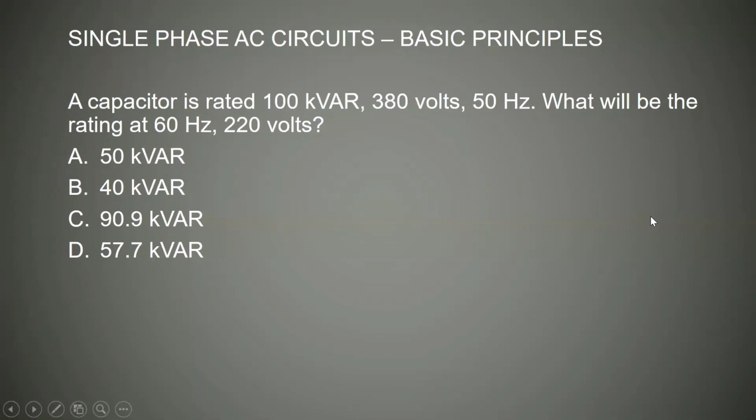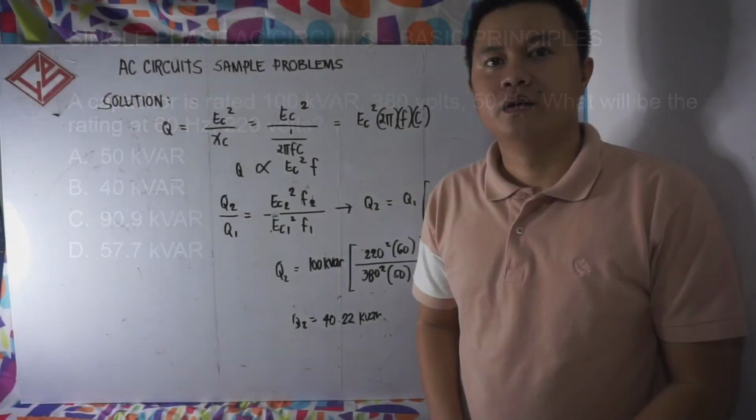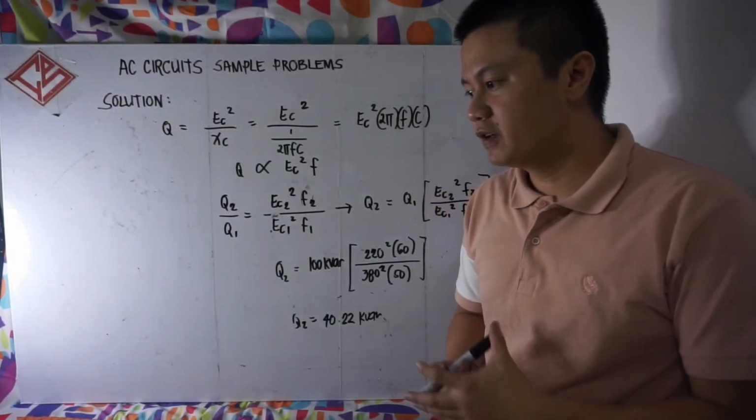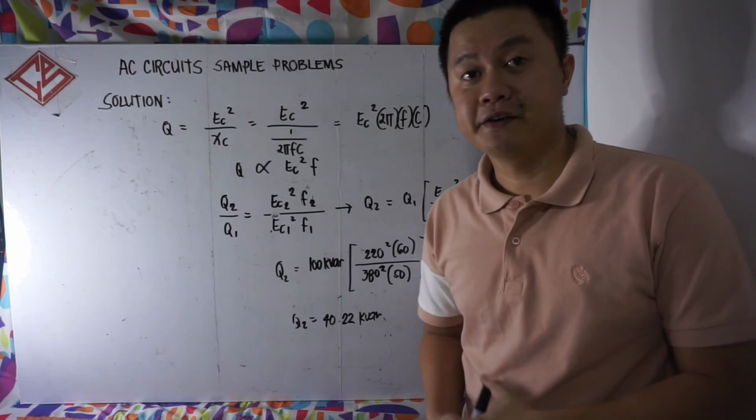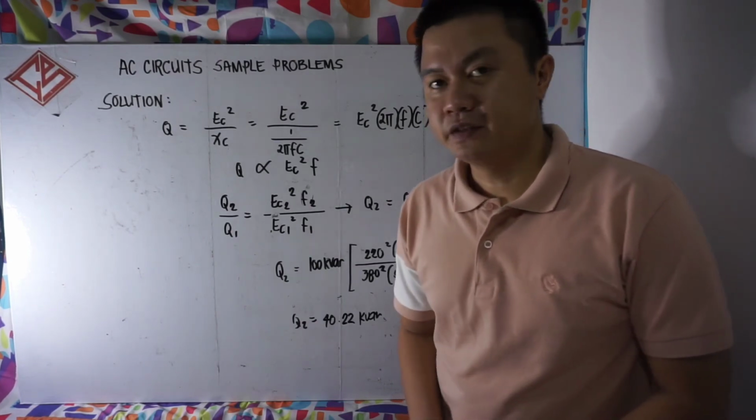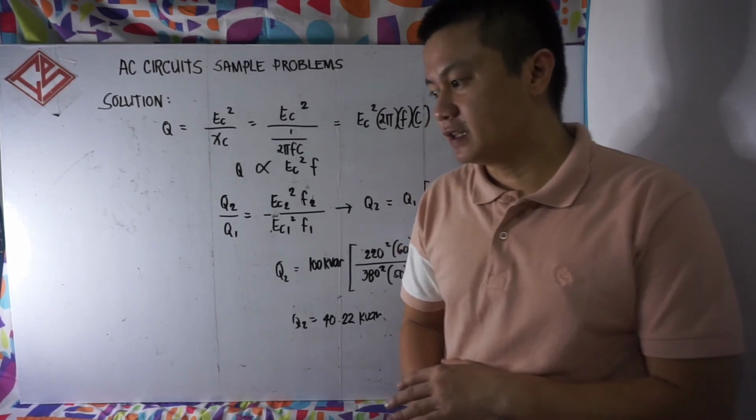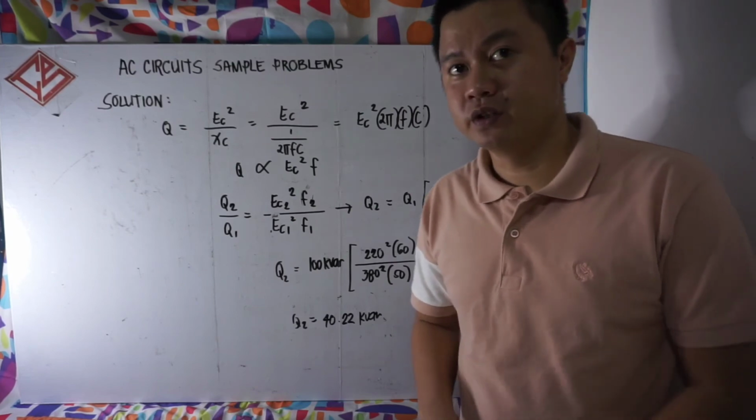Capacitor is rated 100 kVAR, 380 volts, 50 Hz. What will be the rating at 60 Hz, 220 volts? A 50 kVAR, B 40 kVAR, C 90.9 kVAR, D 57.7 kVAR. For this problem, we are given a capacitor rated 100 kVAR at 380 volts 50 Hz, and we're asked to find the rating at 60 Hz 220 volts.